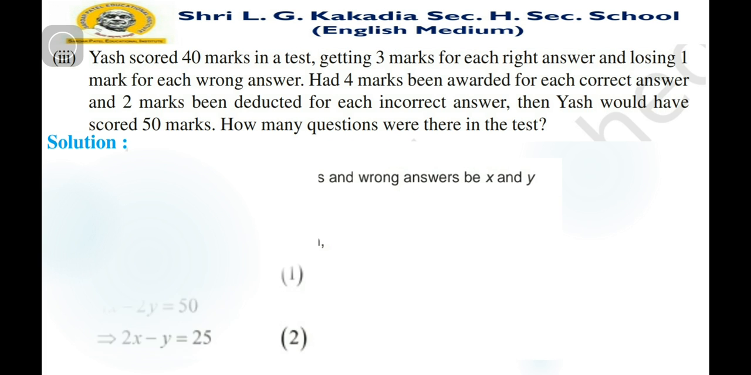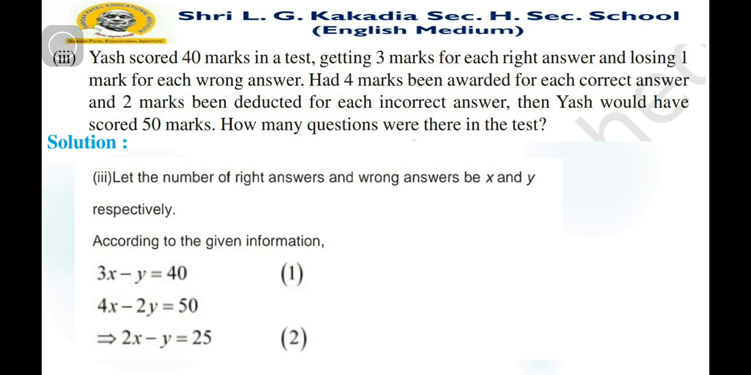Solution: Let the number of right answers and wrong answers be x and y respectively, according to the given information. 3x is the marks of correct answers, and y is the marks of wrong answers, which is equal to 40. And from the second equation, 4x minus 2y, where 4x is the total marks of right answers and 2y is the total marks of wrong answers, is equal to 50 marks.